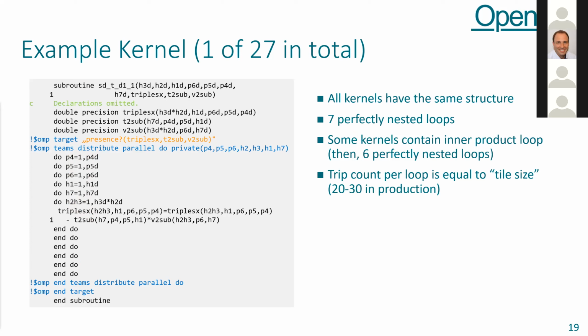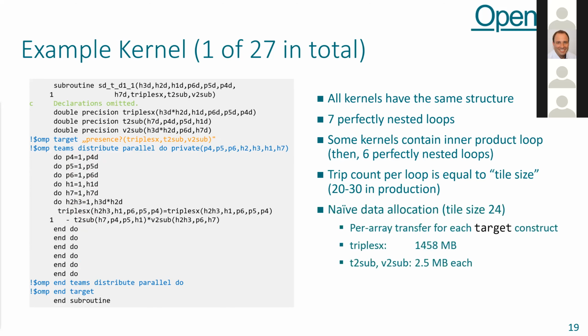And the trip count of these loops is on the order of somewhere between 20 and 30. So if you have 7 nested loops, that's like 30 to the power of 7. So that's a whole lot of iterations that is running, in this case, on a GPU.